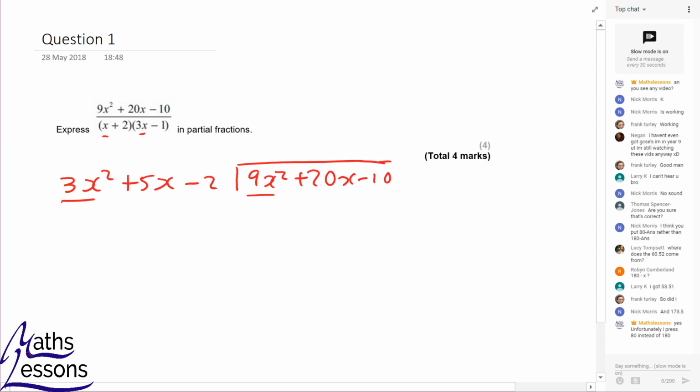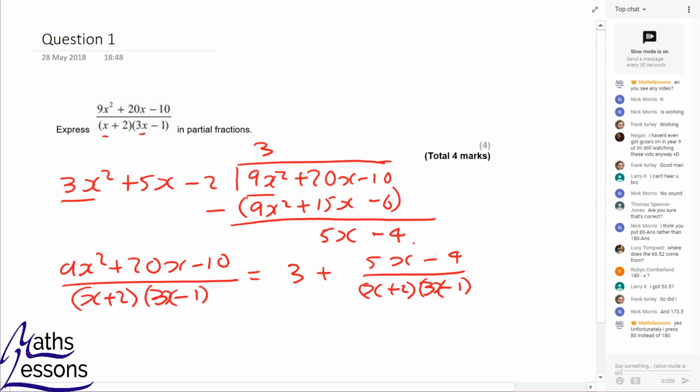So 3x squared into 9x squared goes 3 times. So I multiply the bracket by 3 and get 9x squared plus 15x minus 6. I subtract that all to see what I've got left, and what I have left is 5x, and minus 6 from 10 gives me minus 4. Therefore 9x squared plus 20x minus 10 over (x plus 2)(3x minus 1) must equal 3 plus (5x minus 4) over (x plus 2)(3x minus 1).